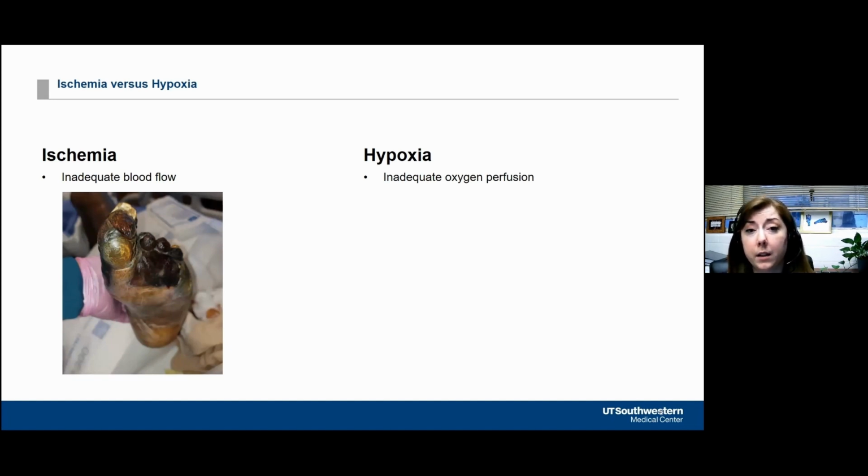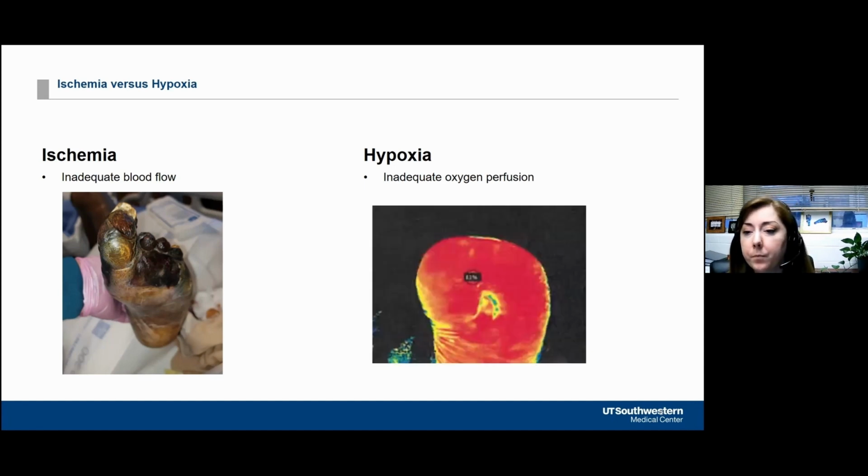It could be something like an occlusion. It could be something like a laceration. It could be all different kinds of reasons, but ischemia is preventing the flow from getting to the area of concern. When we talk about hypoxia, this is more of a tissue level. So this is blood is getting around to the area, but is it really that the oxygen is being transferred into the tissue cellularly or not? So you can have an inadequate perfusion of oxygen, a hypoxia that's caused by ischemia, but they're not necessarily the same.